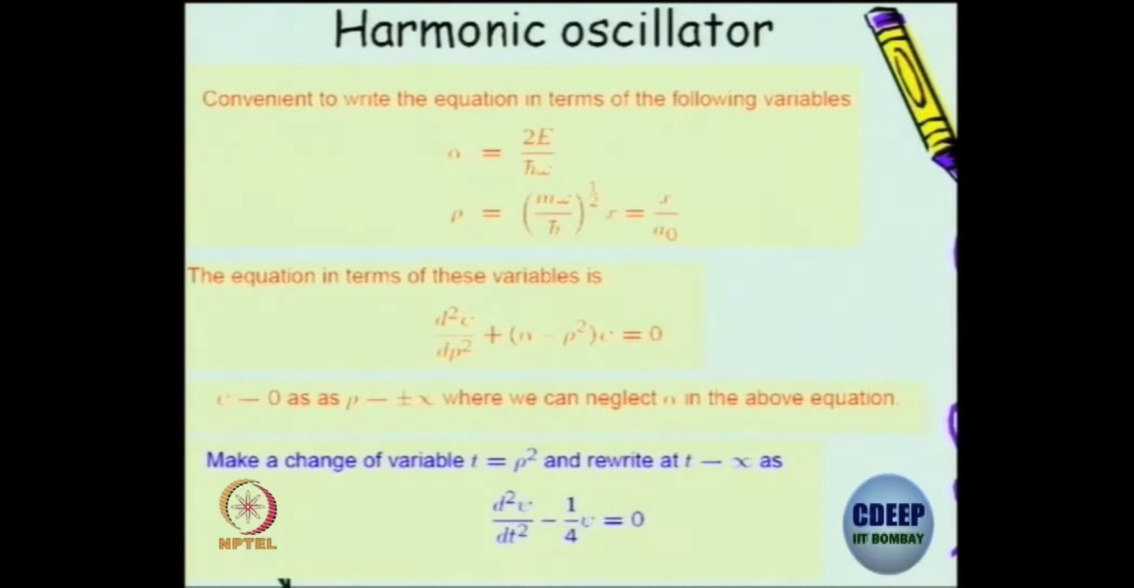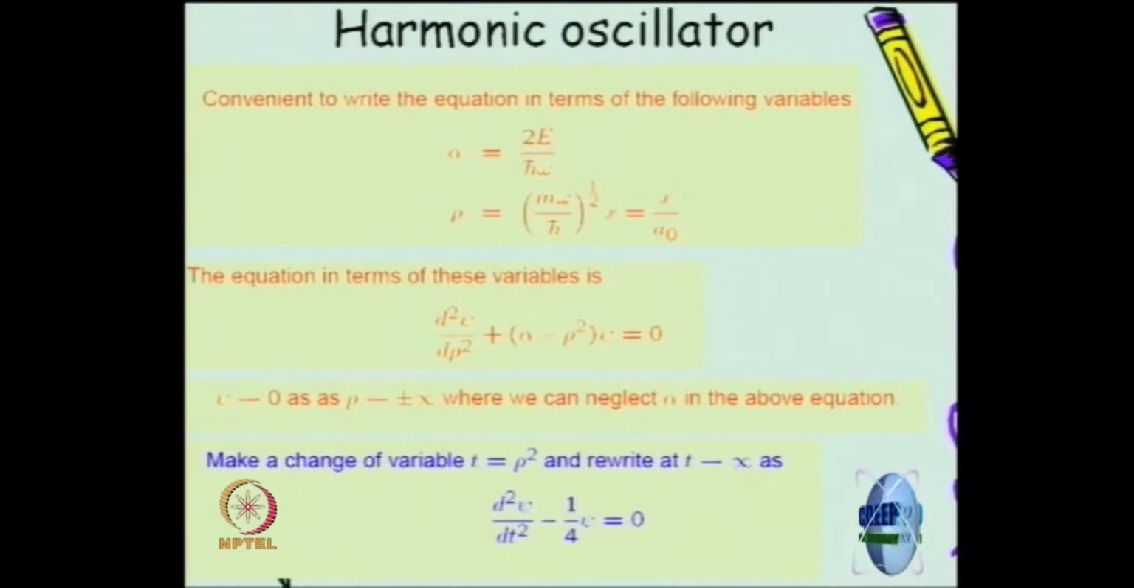And you can also, for convenience, make another change of variable and make it look like your familiar equation. So as rho tends to infinity, I can neglect alpha and rewrite in terms of another variable t, which I am calling rho squared. Don't confuse this t with time or some other variable. Rewrite it in terms of this variable t, and this is valid only for rho tending to infinity and therefore t should tend to infinity. So this equation is the simplified equation when rho is very large. You all agree? Because only when rho is very large can I ignore this alpha term.